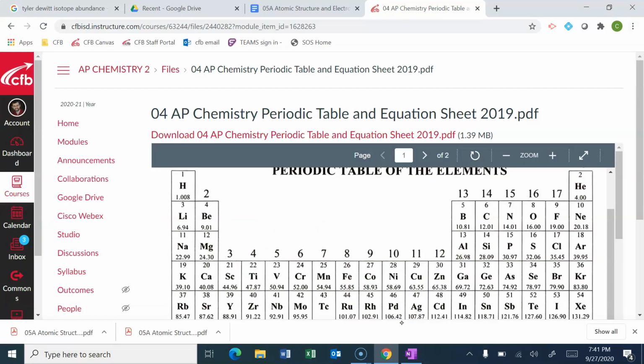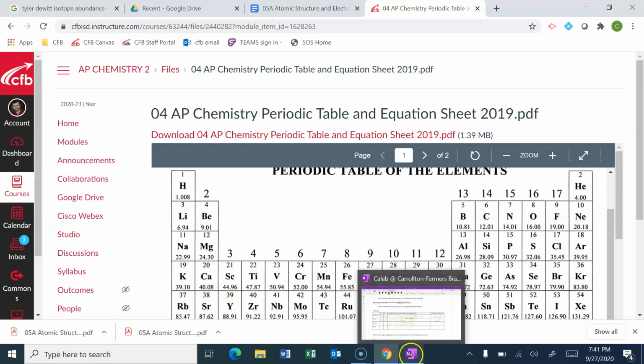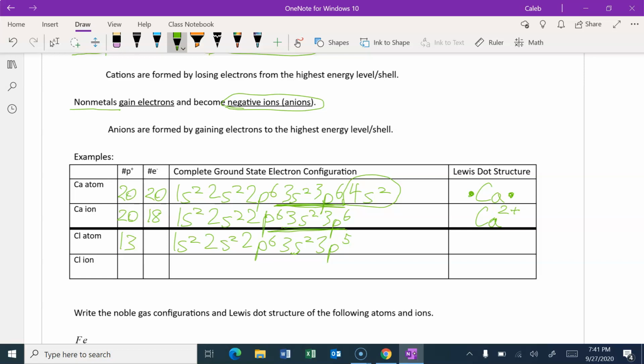Chlorine has, oh, I messed up somewhere, 17 protons. 2, 4, 10, 11, 12, 13, 14, 15, 16, 17. Yeah, I don't know what I did. 17 protons, and it has 17 electrons. And Cl has how many valence electrons? It's that highest energy level. In the third energy level, we have 2 plus 5 is 7.